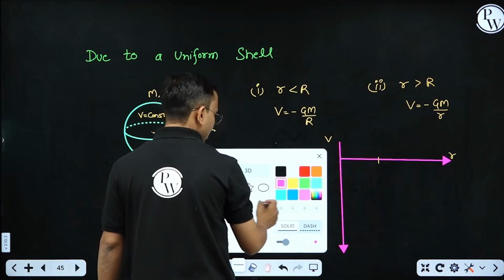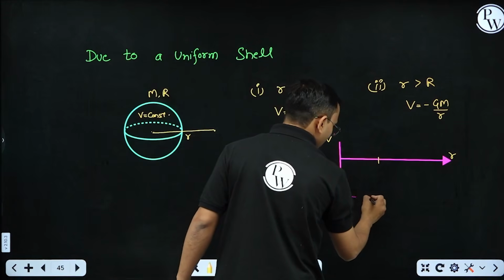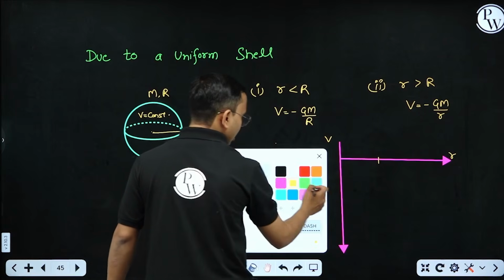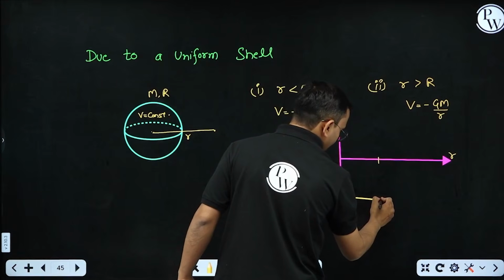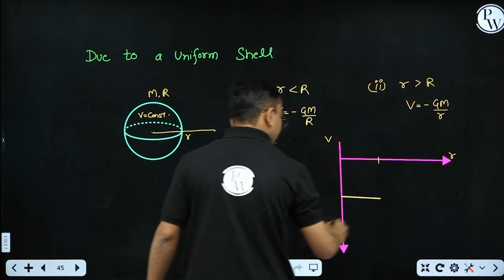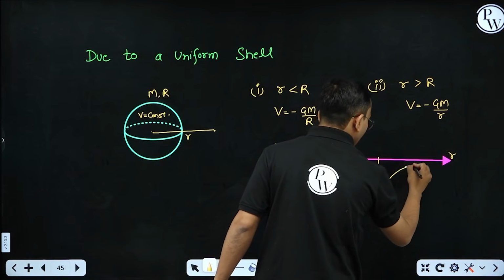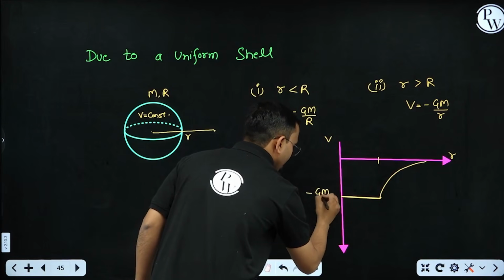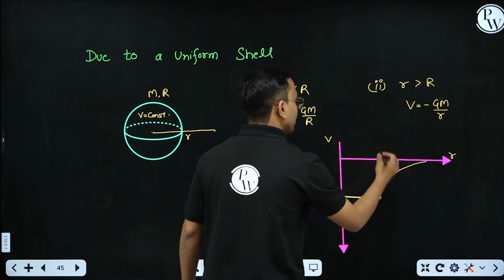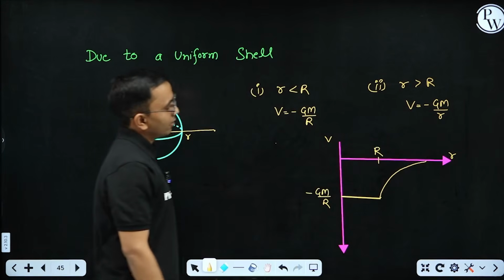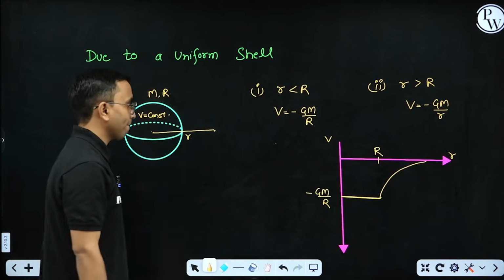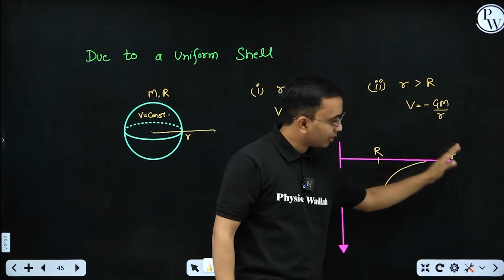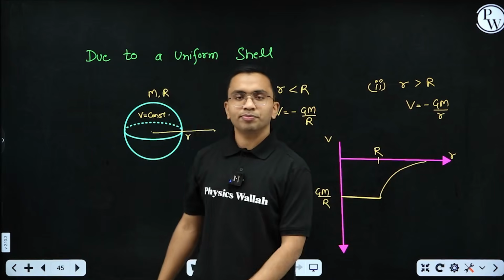I will show it like this, minus GM by R. Take a different color. Yeah, minus GM by R, and then it decreases like this. Okay, this is minus GM by R, and then this is 1 by r relation. This is r is equal to R. This is how the potential varies. After r is equal to R, this is 1 by r relation. So it goes like this. At infinity, it becomes 0.